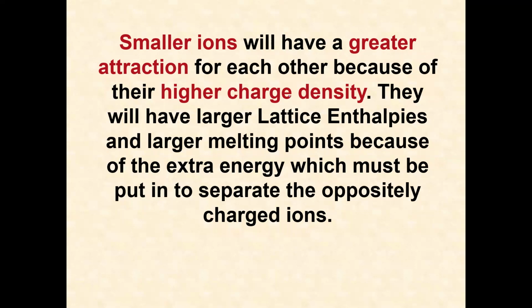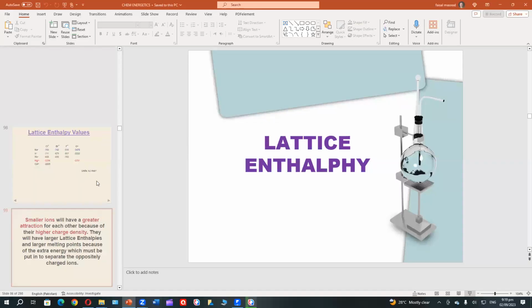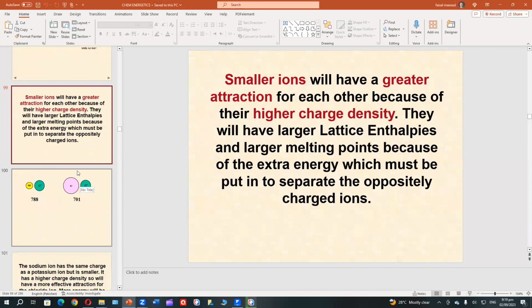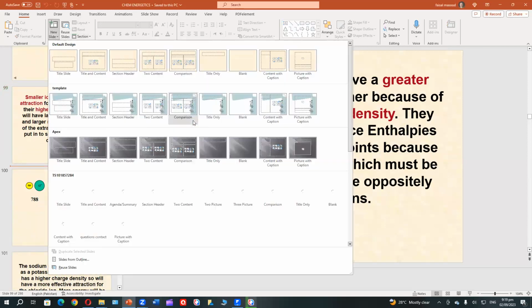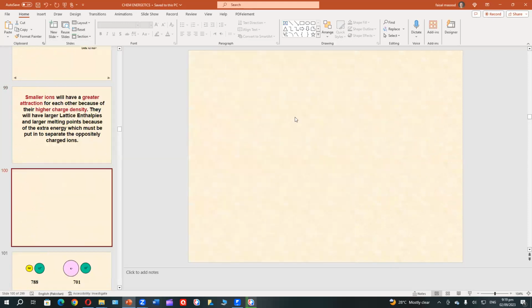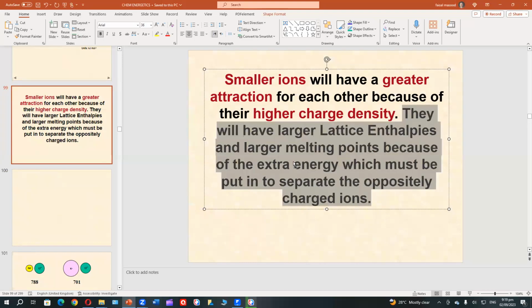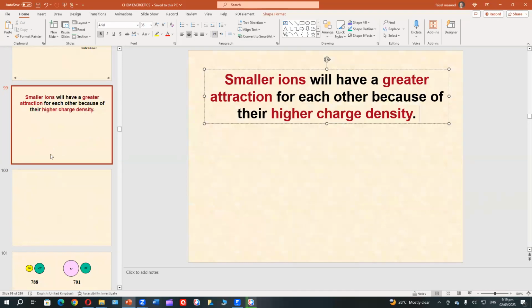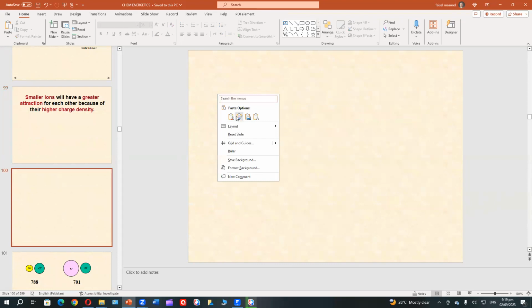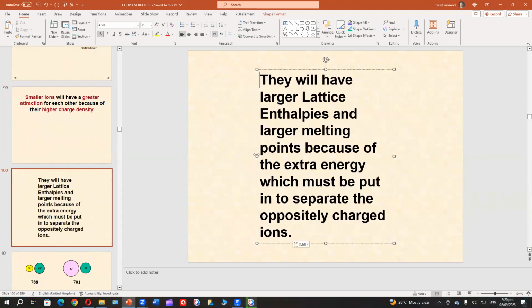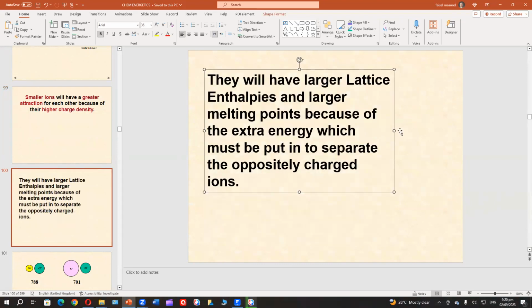Do you remember the concept of charge density? Charge density is related with the size. Smaller ions are more attractive, more powerful in terms of attraction. So what is the concept? Smaller ions have greater attraction, and they can form stronger lattice.